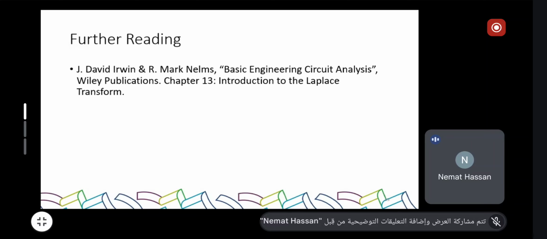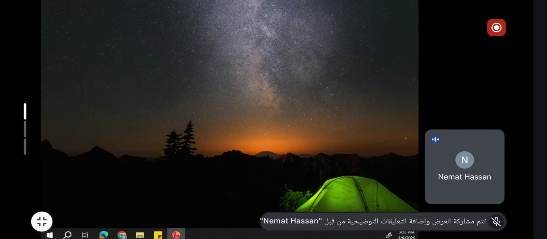Now, if you want to practice with this, I'm going to upload to you a tutorial sheet, but you can also look at chapter 13 of Irwin and Nelms. It will give you more problems and more things to look at in terms of Laplace transform. So with that, we end today's session.